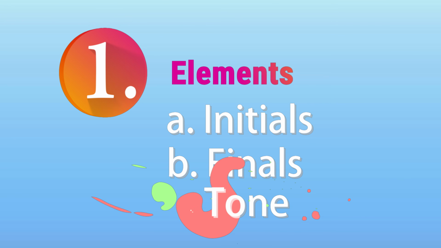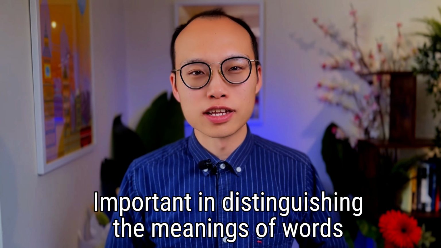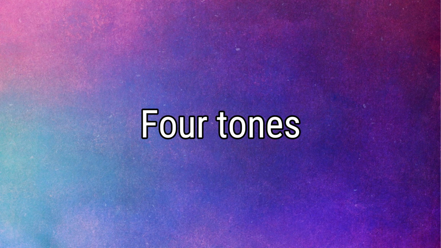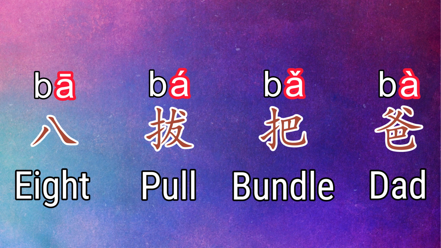Tones are an essential aspect of the pinyin system in Mandarin Chinese. They are very important in distinguishing the meaning of words. Mandarin Chinese has four tones: the high-pitched tone, the rising tone, the changing tone, and the falling tone. Each tone has a distinct pitch contour that gives a word its specific meaning. When learning tones, it is important to focus on pitch and intonation. For more detail about tones, please check this video of mine.